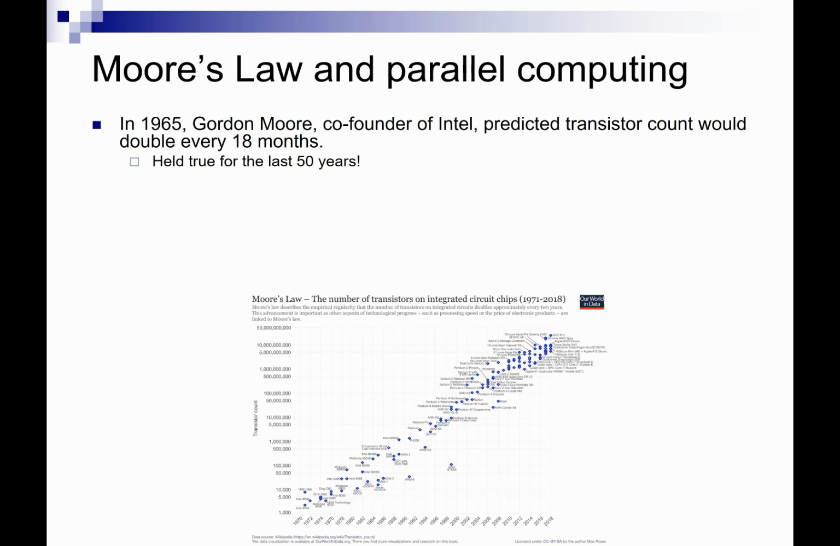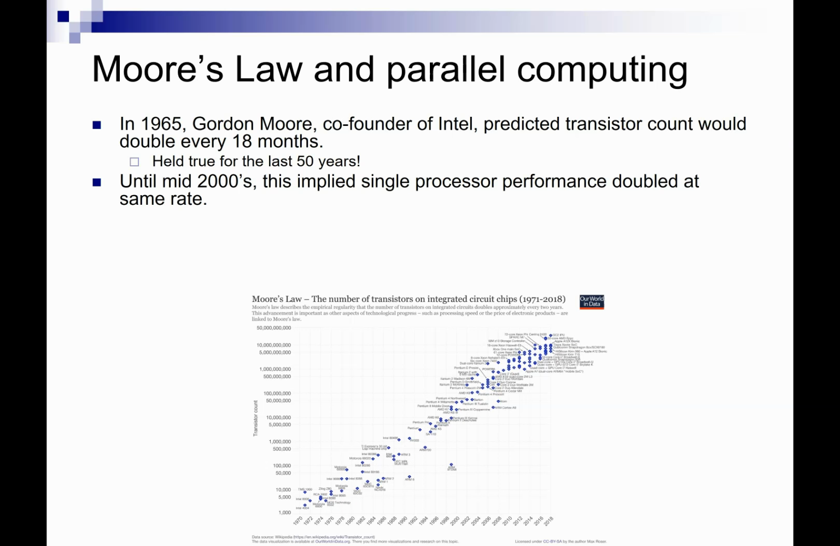Now, it's important to note that Moore predicted the number of transistors would double every 18 months. He didn't predict that the speed of computers would double every 18 months. However, what was true until about the mid-2000s, until about 2005, was that whenever the transistor count doubled, the speed of a processor would also double. What that meant was that even on a single processor, we could double the number of transistors every 18 months, and that would also double the processing performance of that processor every 18 months.